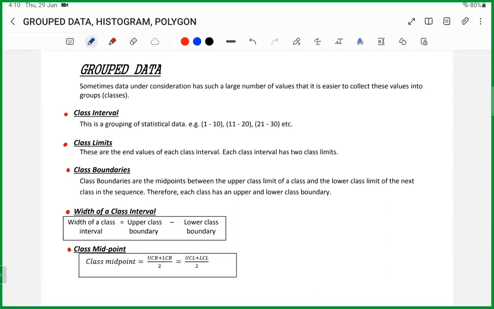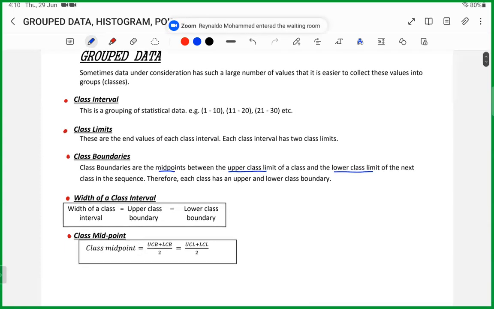The class boundaries, now this is the one that is a little bit tricky. Let's look at the definition for class boundaries. Class boundaries are the midpoint between the upper class limit of a class and the lower class limit of the next class in the sequence. Therefore, each class has an upper and lower class boundary. Well, what does that even mean? You might ask yourself.